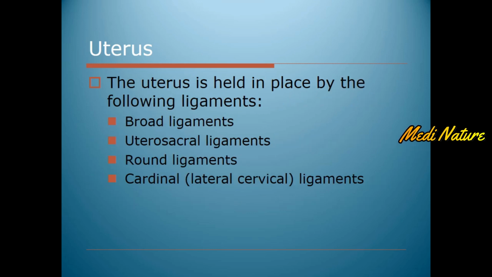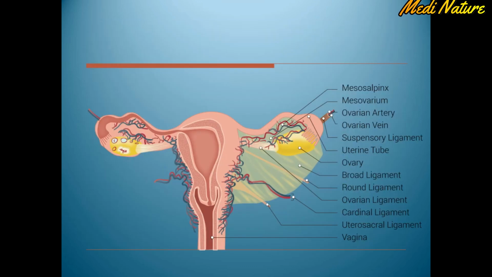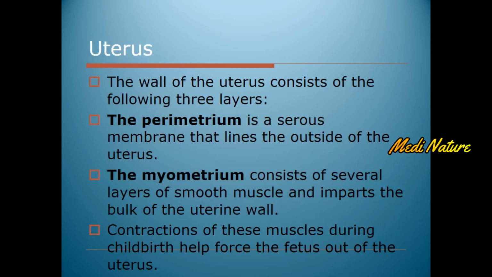The uterus is held in place by the support of several ligaments: the broad ligaments, uterosacral ligaments, round ligaments, and cardinal or lateral cervical ligaments. Carefully go through this picture and find out where these ligaments are, which support the uterus as well as the ovaries. This image also gives you an idea of the ligaments important for the support of the uterus and the ovaries.